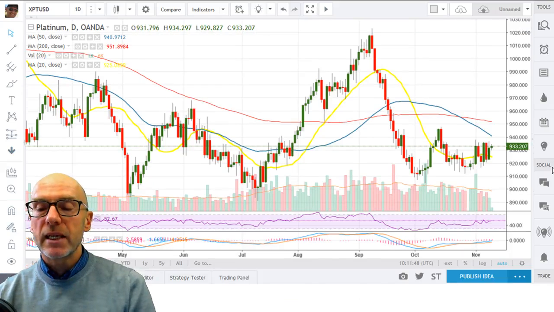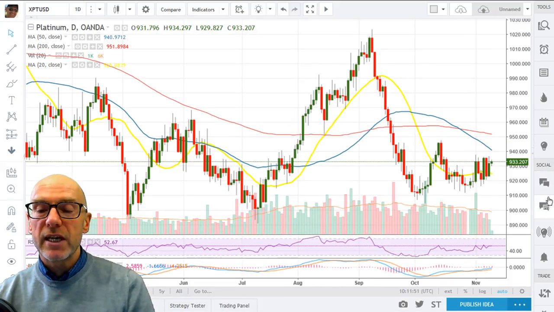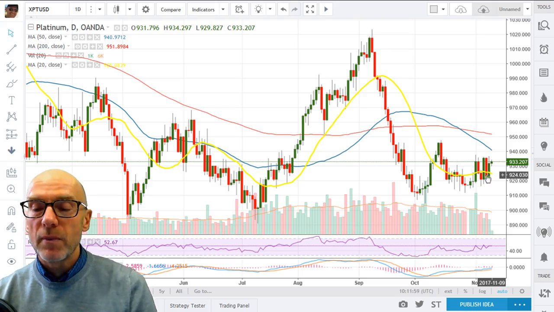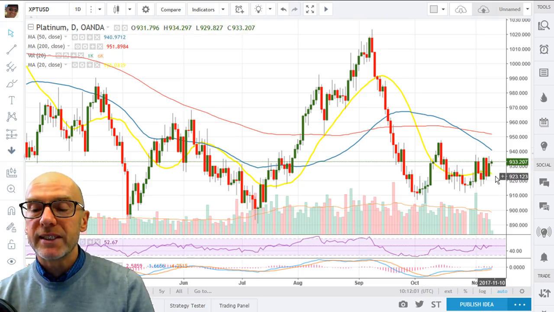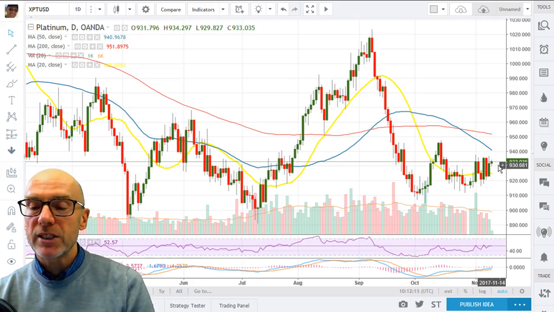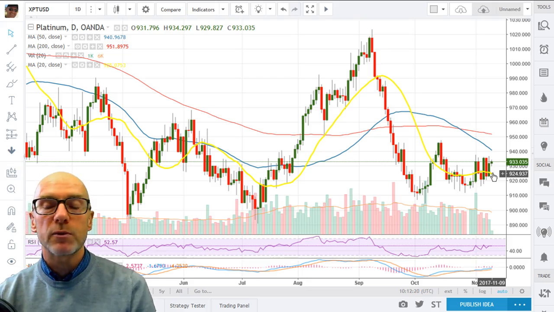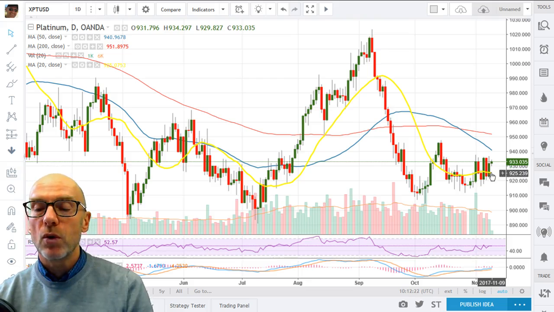On the daily picture, you can see here that we've found support from the 20-day moving average, although that is moving back down. It has moved up and down. We're tracking around it, so it is a major influence on the short-term move. If we were to go back below that now, that could push down. So we need the platinum price to stay above that level, which is presently at 925.07. So that's a support, and we need to stay above there for it to turn back upwards.